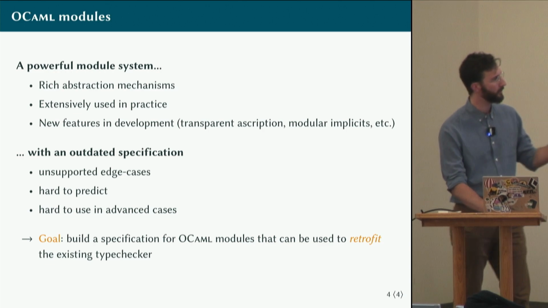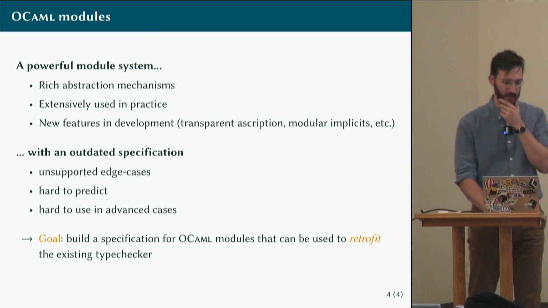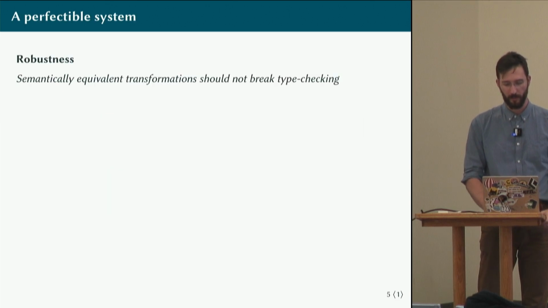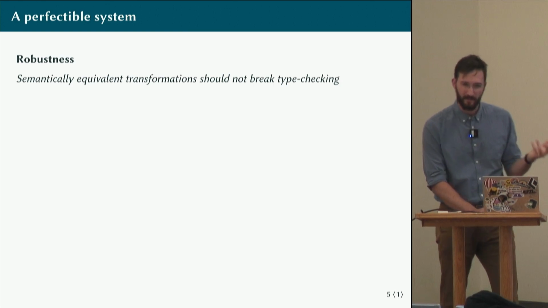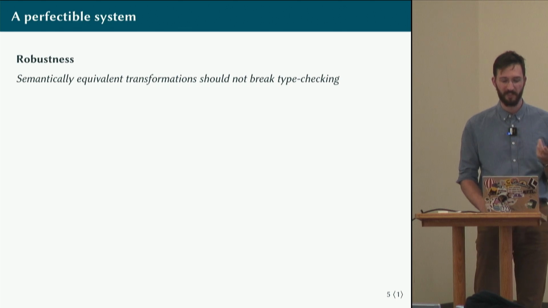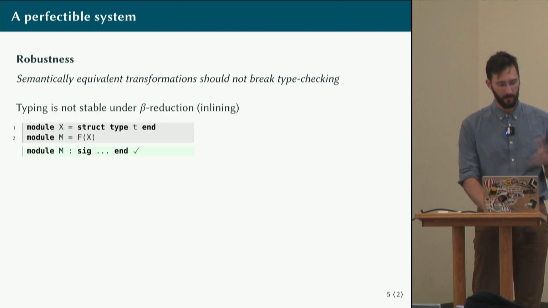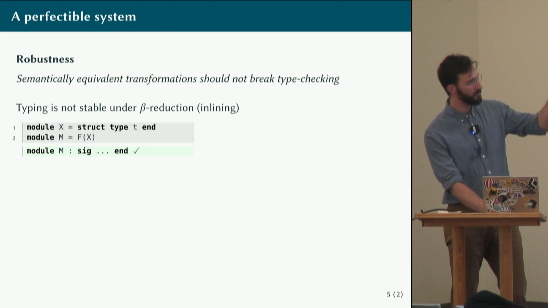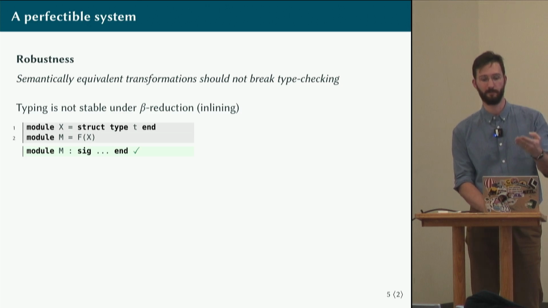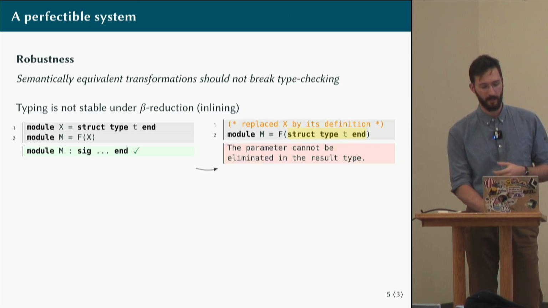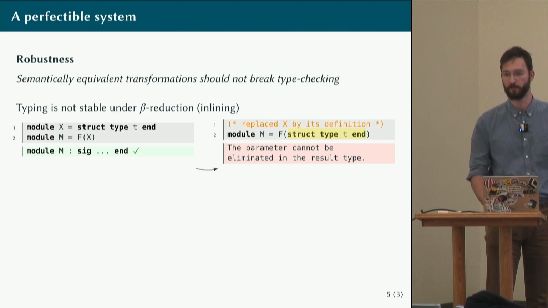So what I mean by it being a problem to have an outdated specification, let's look at a couple of examples. There is a property that I like to define as robustness, the idea that there are some changes that are semantically equivalent, and they should not break the type checking. And it's not the case in current OCaml at the module level. Let's look at this example. It doesn't matter, but the thing is that I'm going to do a beta reduction and inline the definition of the module X, and then the type checker will refuse this expression.